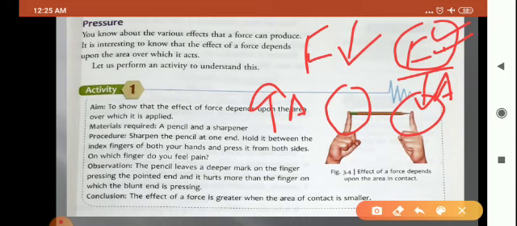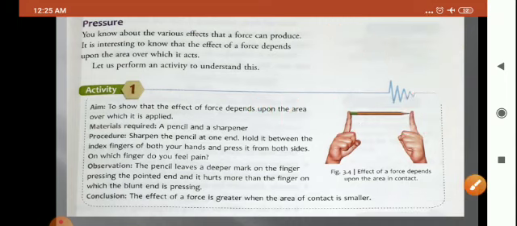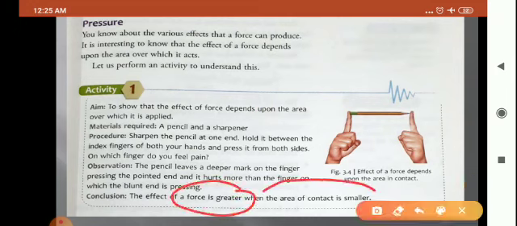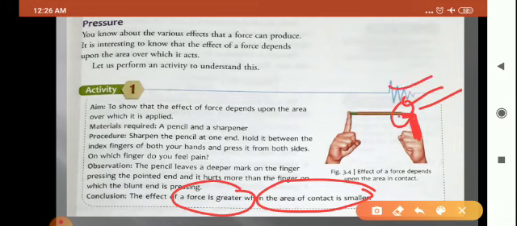I suppose children I am clear to you. That is the reason the line is given here that the effect of force is greater when the area of contact is smaller. Here the pointed tip of the pencil is in very small contact with this index finger. So the area of contact of this tip of the pencil with this index finger is less, so effect of force is more.